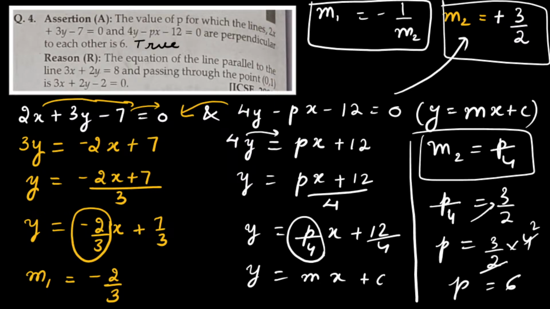The assertion statement is true. So what we did, first of all, we converted both the equations to y equals mx plus c form, like slope intercept form. We found the slope from the slope intercept form, and then we compared the slope of the second equation with its slope and found the value of p.